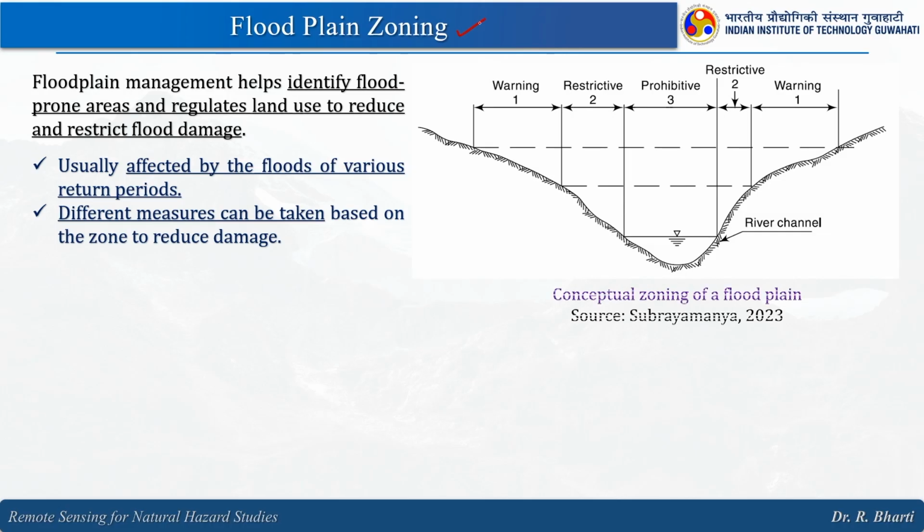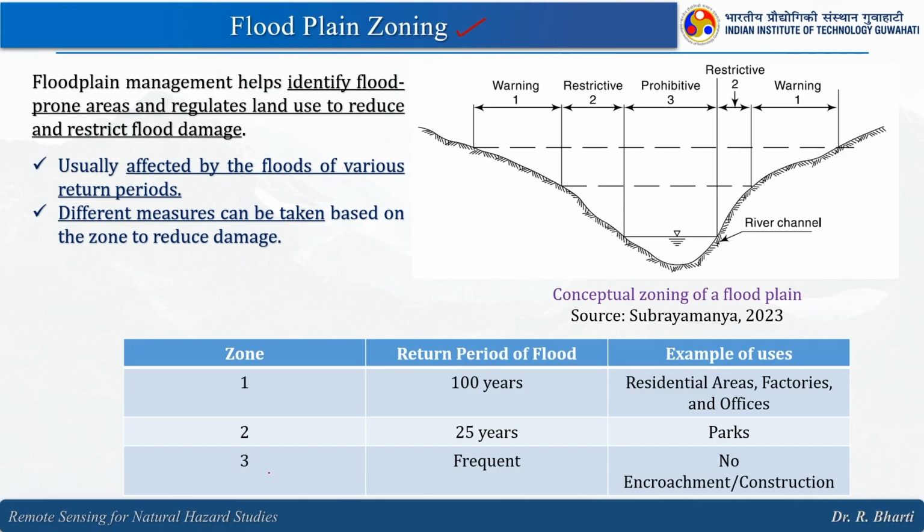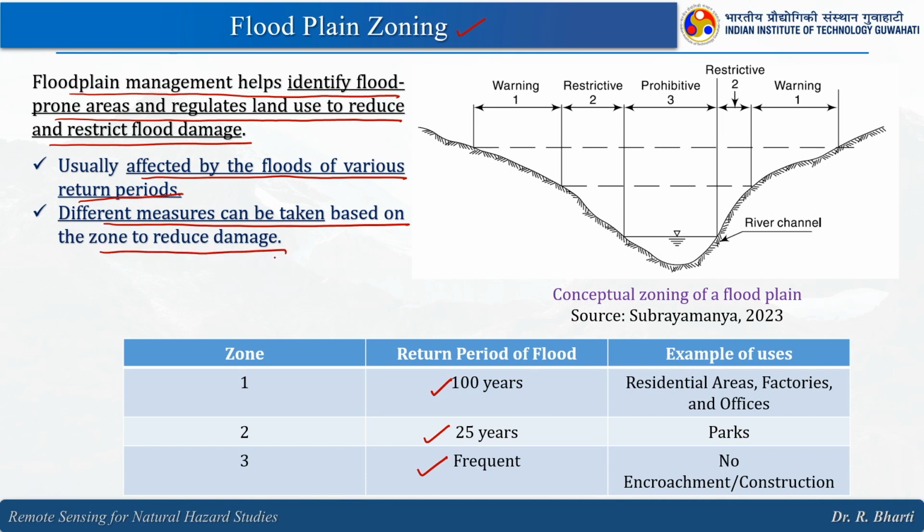This is the first one, floodplain zoning. Floodplain management helps to identify flood prone areas and regulates land use to reduce and restrict flood damage. The areas are usually affected by floods of various return periods; here you can see 100 years, 25 years or very frequent. Different measures can be taken based on the zone to reduce damage.